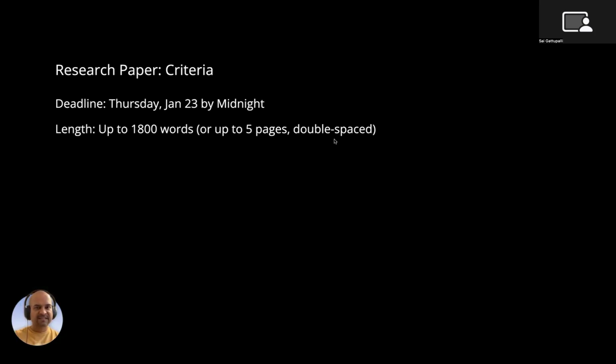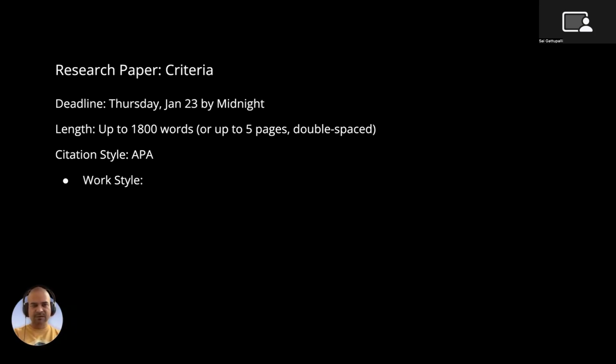The page count is 5 pages, but it is double spaced, so there's more room. And you can go up to 1800 words or 5 pages, including the references. So in one way, if you think about it, it's really simple and straightforward, really short, honestly. You can follow APA styling.